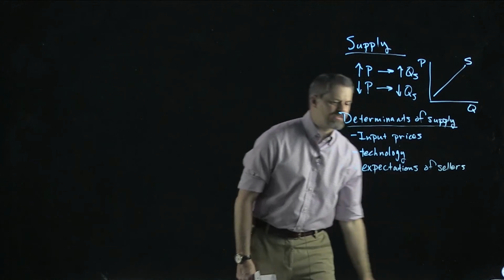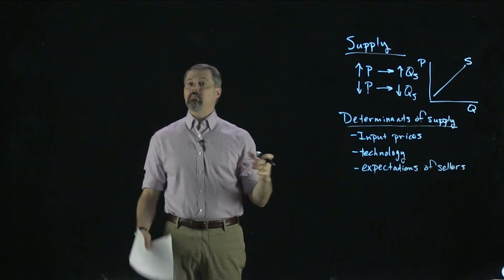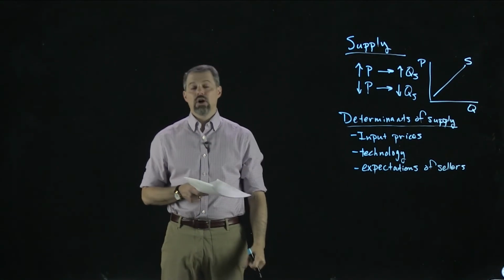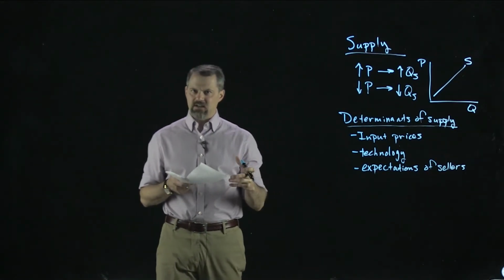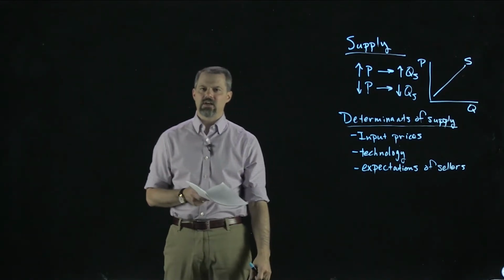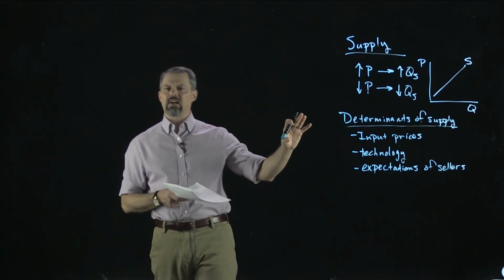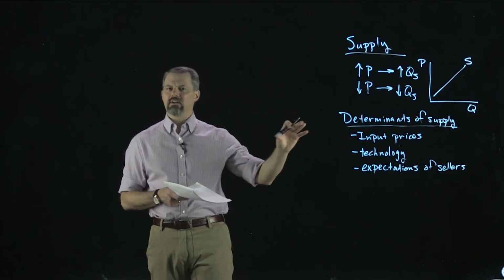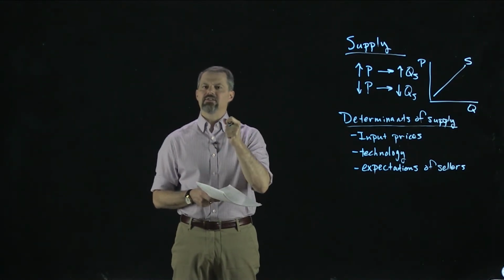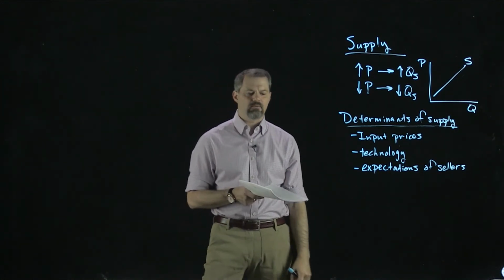Expectations of sellers. So if firms expect their price to be higher in the future, they might decrease supply now so that they can sell more later on when price is higher. Or if they expect their input prices to change, they might change their supply now depending upon how they expect their input prices to change. Keep in mind, and this is also true with buyers, their expectations could turn out to be wrong. That's not what's important here. If we want to understand their behavior and what's driving their behavior now, it's determined in part by their expectations right now, whether their expectations are right or wrong.